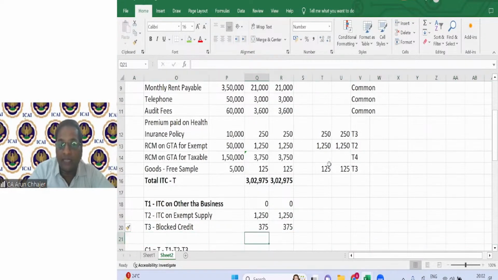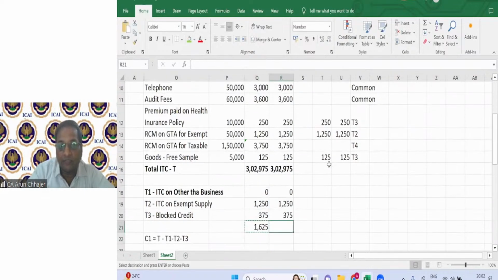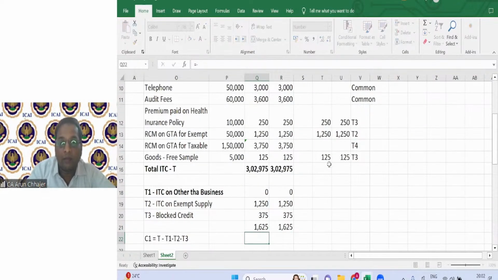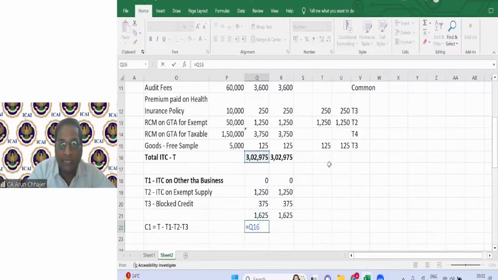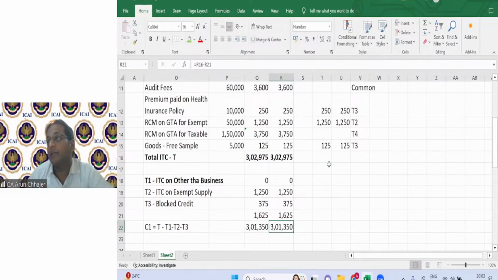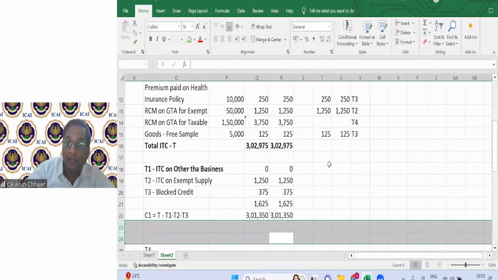So how much is T1, T2, T3, T? 1625. Can I say what is the balance amount? T minus T1, T2, T3, how much will come to me? It will come to me as 3,01,350. What is that? It is C1. C1, I can say. Now, what to remove?